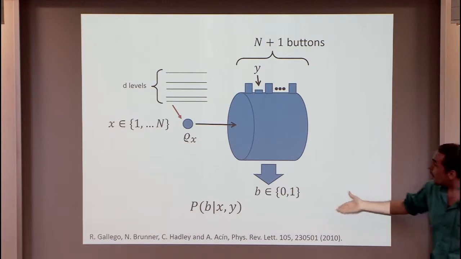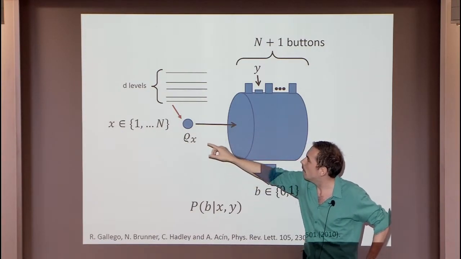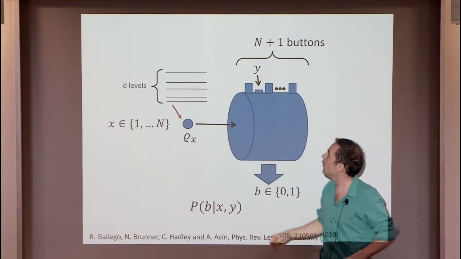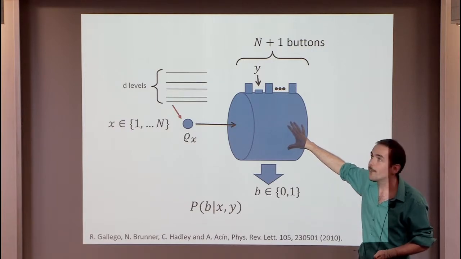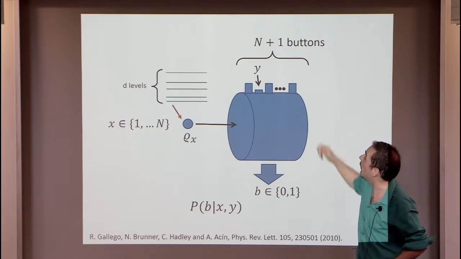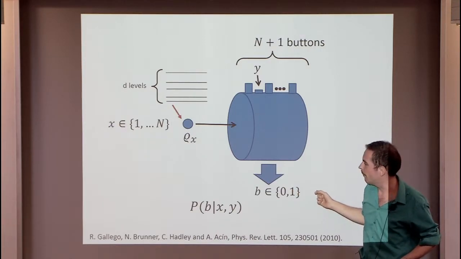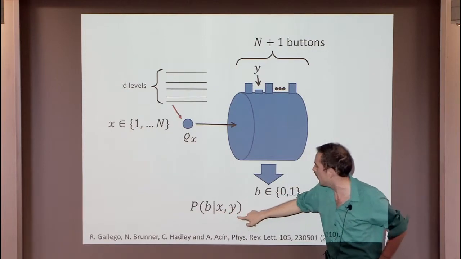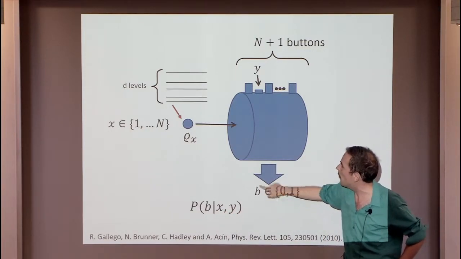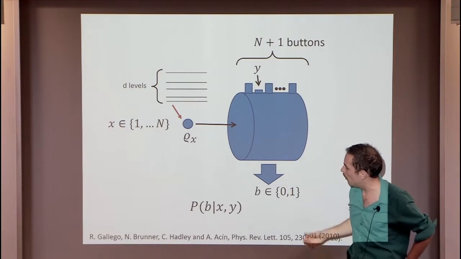The idea in this paper is they propose this protocol in which some party is producing some states rho x, where x ranges from 1 to n, of d levels, and then sends them to some measurement device. And the measurement device has n plus 1 buttons. So you press one of these buttons, y, and you get some result either 0 or 1. So the statistical description of this experiment is given by these probabilities: the probability to obtain the result b when we prepare the quantum state x and press the button y.